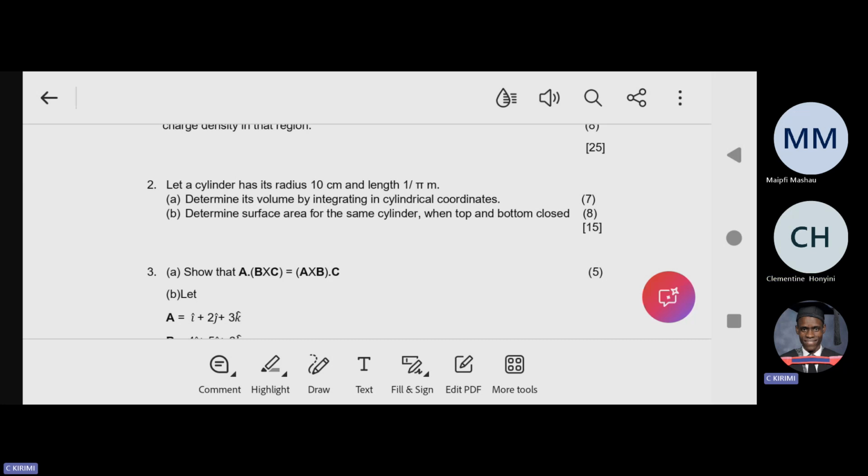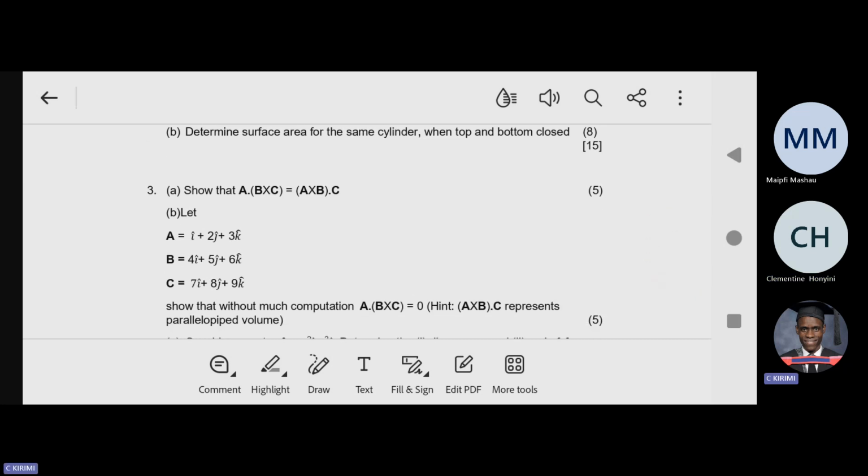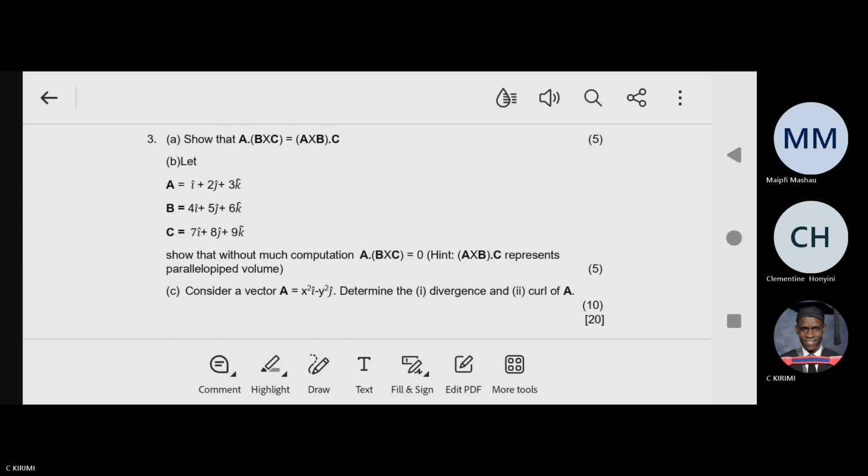All right. Which one do you want us to start with? Let's start with number 3, the easy one, this one. Show that without computation, A dot B cross C is equal to 0. Hint: A cross B dot C represents a parallelepiped volume.